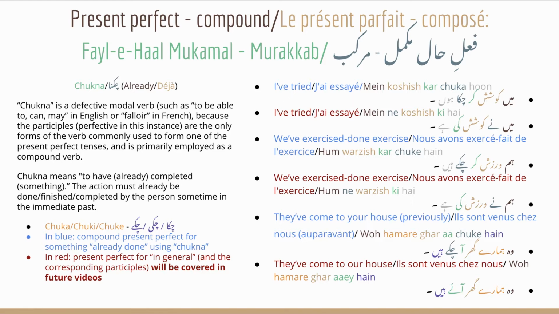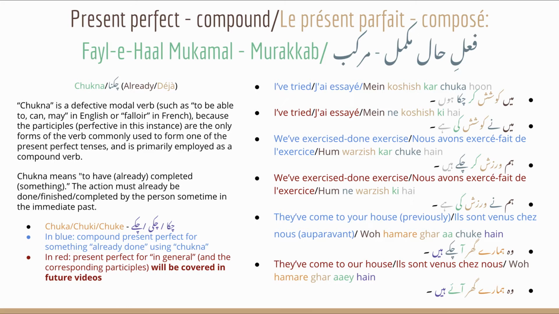We've exercised or we've done exercise already. हम वर्जिश कर चुके हैं. We've exercised or done exercise in general. हमने वर्जिश की है. They've come to our house previously. वो हमारे घर आ चुके हैं. They've come to our house. वो हमारे घर आए हैं.